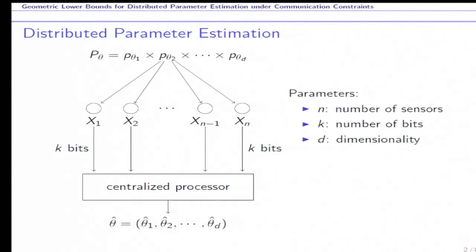So in this problem, we have three parameters. n is the number of sensors, k is the number of bits, that is the communication constraint, and d is the dimensionality of the parameter theta. We'd like to characterize the minimax mean squared error in estimating theta over all possible schemes, including all possible communication protocols and also the estimator theta hat.